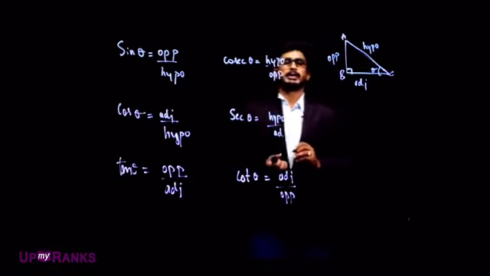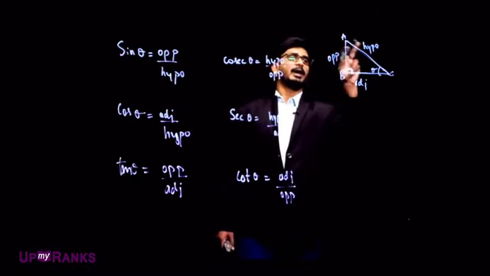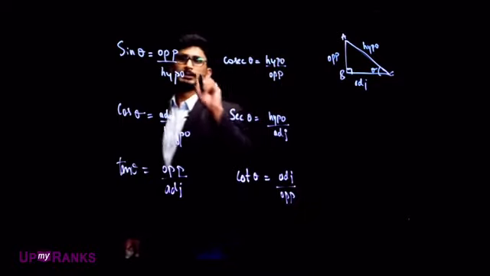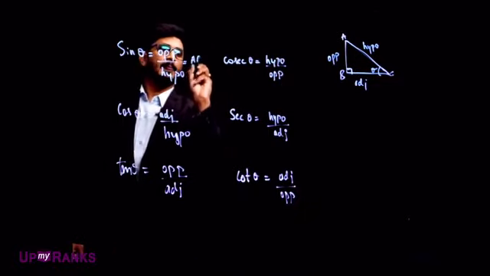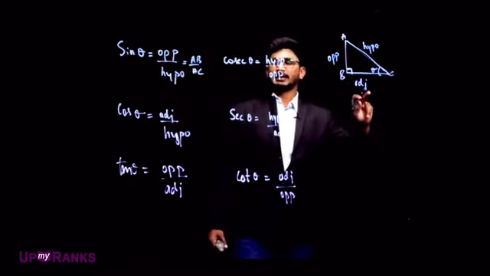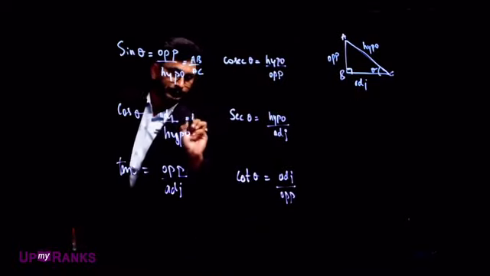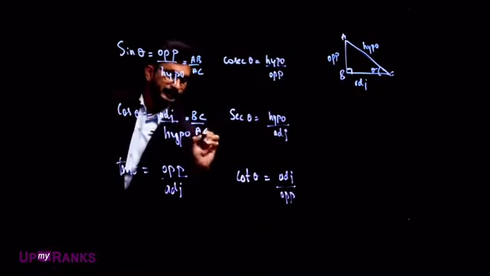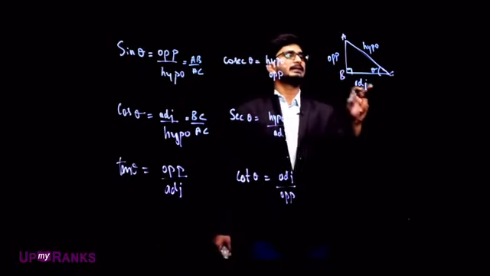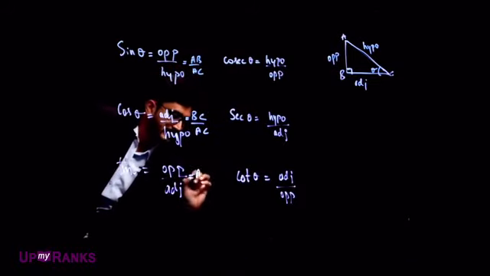So what happens over here? What is sin theta here? Sin theta is nothing but opposite by hypotenuse, which is AB by AC. What is cos theta? Adjacent by hypotenuse, BC by AC. Similarly, what is tan theta? Tan theta is opposite by adjacent, which is AB by BC.